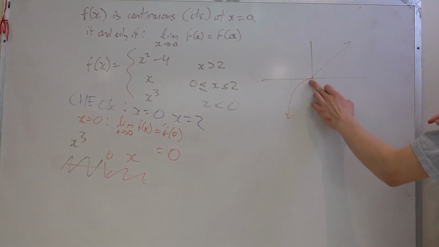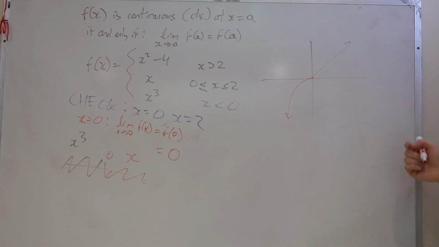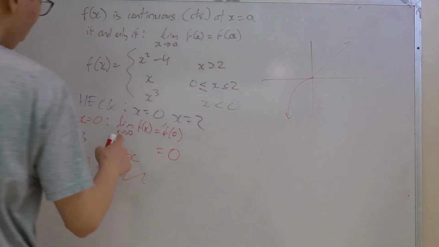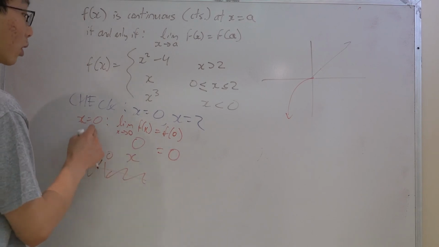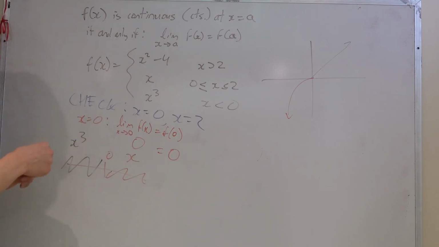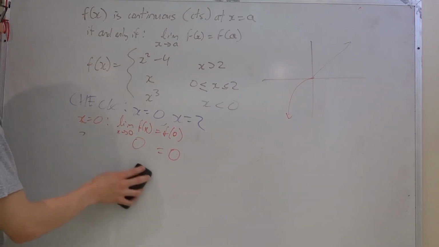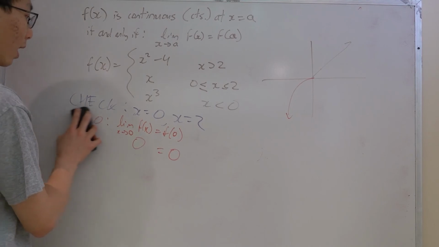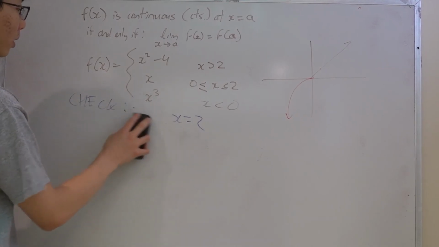As we approach 0, both of these approach the same value, 0. And so we get 0 equals 0. The condition is true. So that means we're actually continuous at x equals 0. Now we've just verified that x equals 0 is not a problem spot, so we're going to erase it.